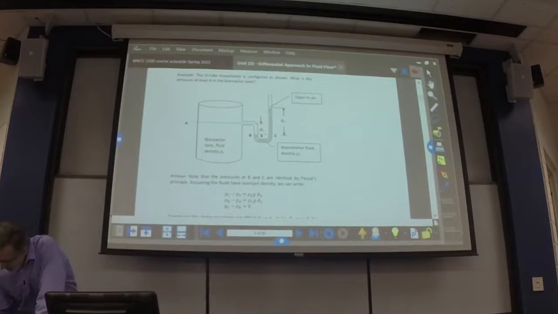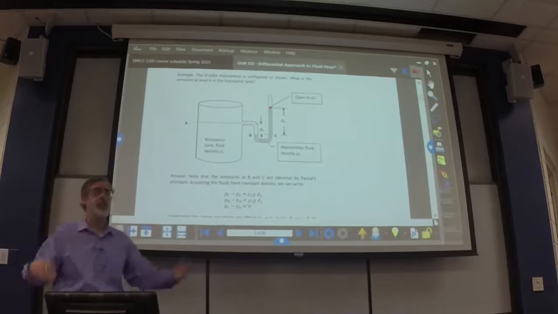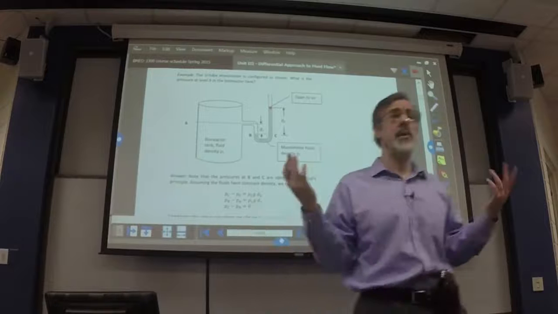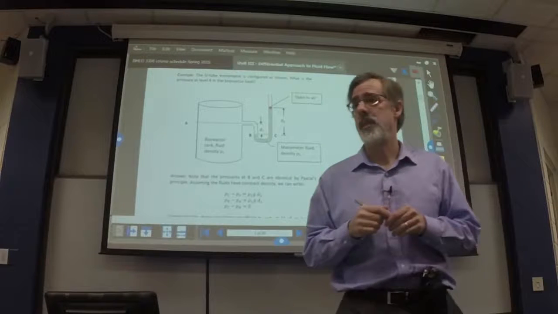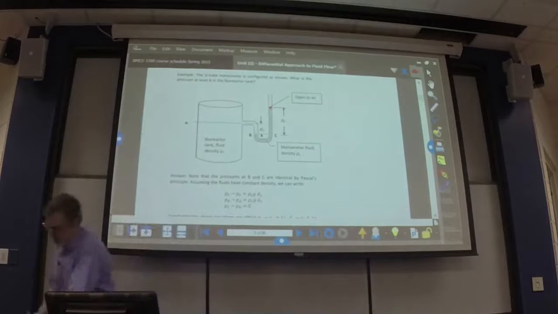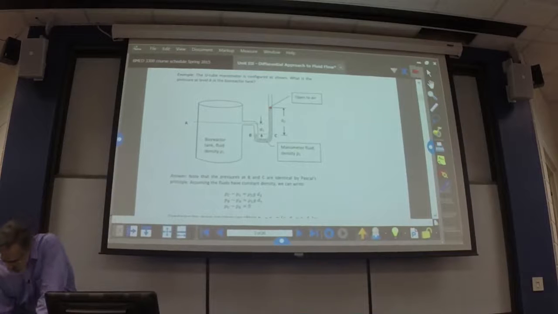I actually know what the pressure is here, right? Because that's open to the atmosphere. So I know that it's atmospheric pressure, whatever the barometer reads that day. And then I know that P is P naught plus rho gh. I can get the pressure here, right? At this level.